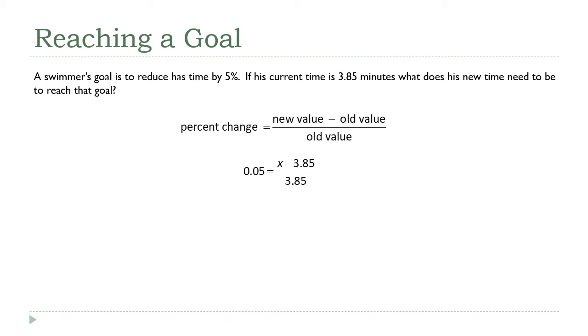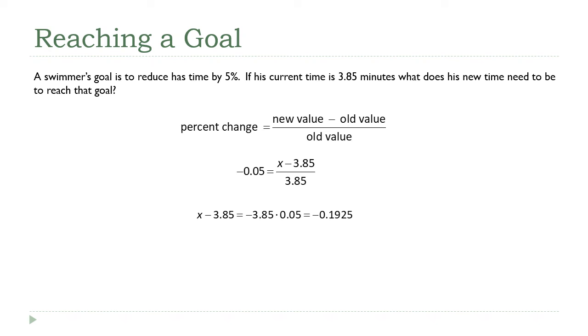So what I'm going to do first, I'm going to multiply both sides of this by 3.85. Now if I do that, I get x minus 3.85 equals 3.85 times that negative 0.05, and that's negative 0.1925. Now, if you want to reason through what this is telling us, this is saying that he needs to reduce his time by 0.1925 minutes in order to achieve his goal.